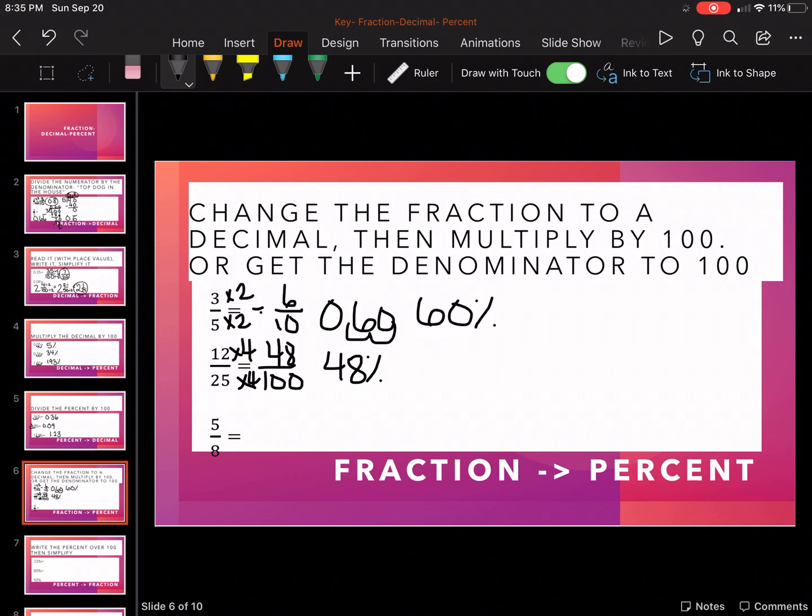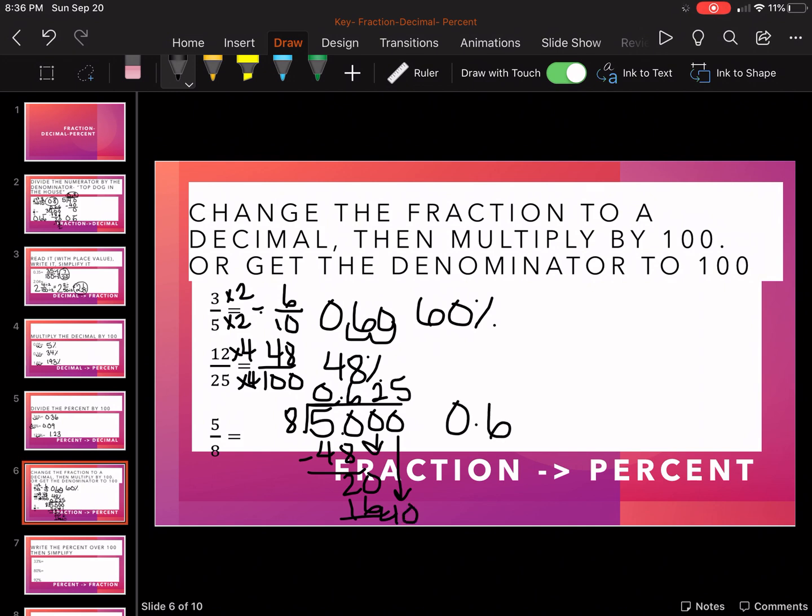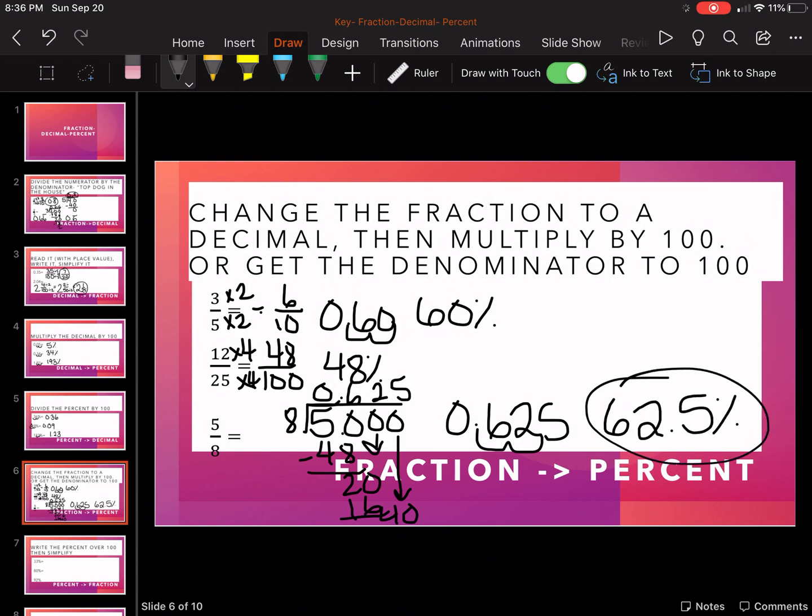So for this next one, unfortunately, that's not going to become 10, 100, or 1,000. So I'm going to have to divide. 6 goes into 50 8 times, which is 48. 2 left over, add the 0 and bring it down. 2 times 16, 4, add the 0. 8 goes into 40 5 times, so it's 0.625. Okay, you're going to move the decimal back twice, and it's 62.5%. And yes, a percent can be a decimal.